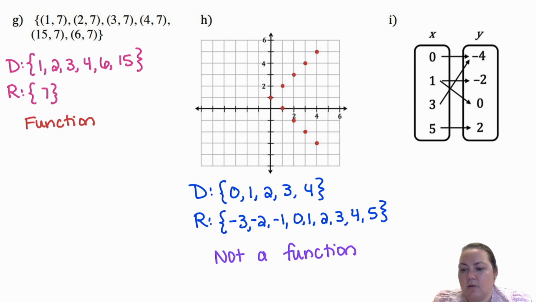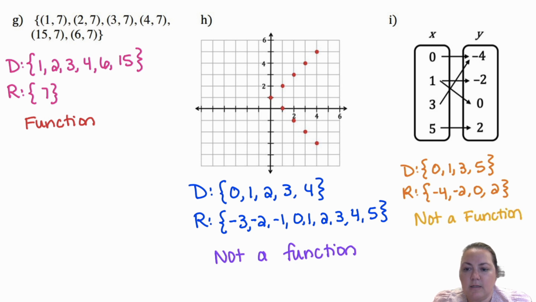And then this mapping diagram, my domain is 0, 1, 3, and 5. My range is -4, -2, 0, and 2. And I can see that 1 is used more than once. And it's an x value, so this is not a function.